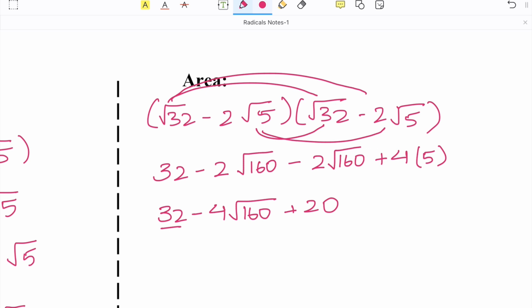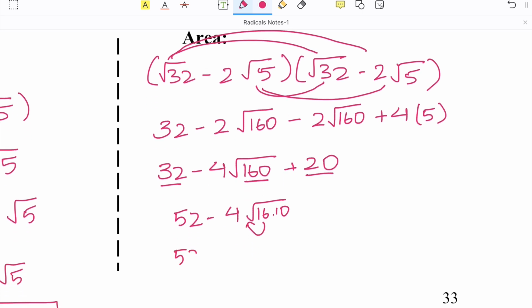20 plus 32 is 52, minus 160 can be broken down into 16 and 10, where 16 is the perfect square, so it'll be 52 minus 4 times 4 root 10, which is 52 minus 16 root 10 centimeters squared as your answer.